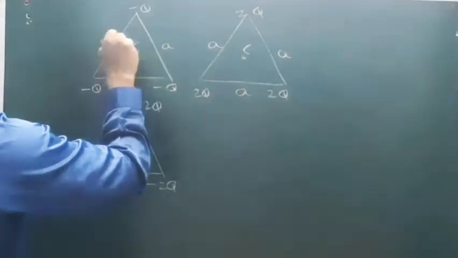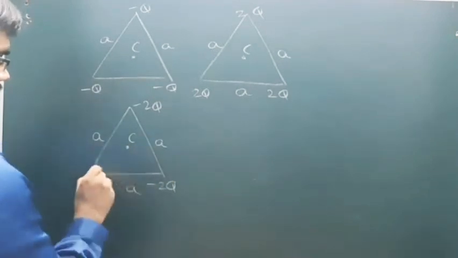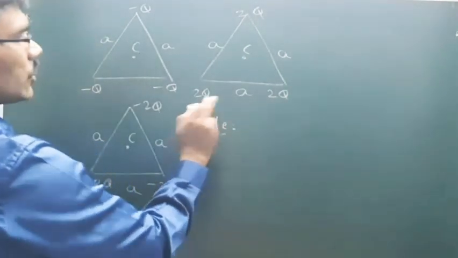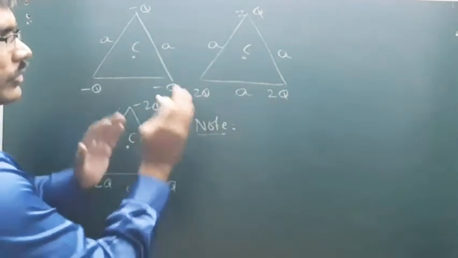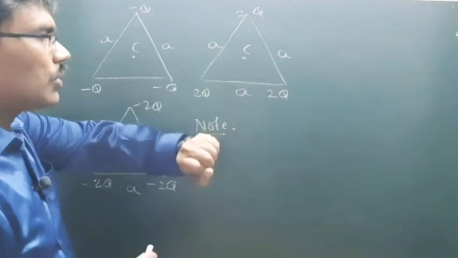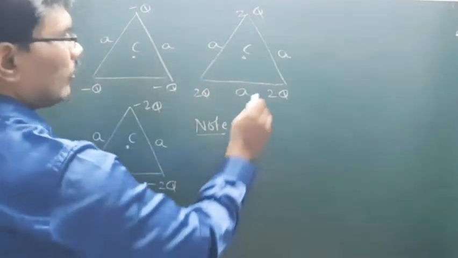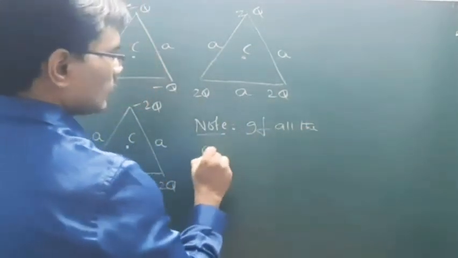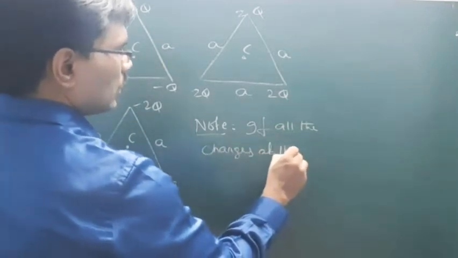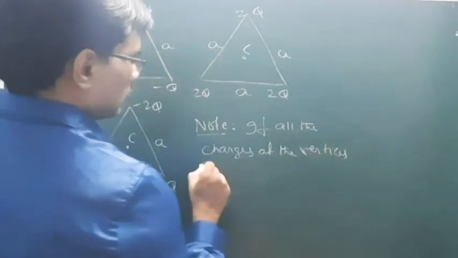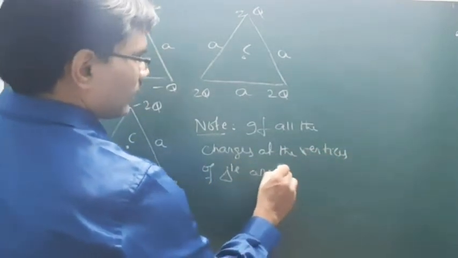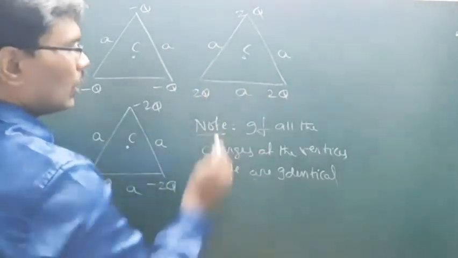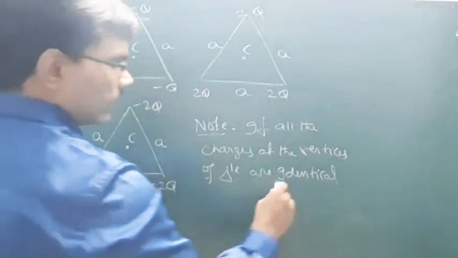Why? If the charges are identical, meaning all three charges are identical, okay? So what is the note point here? Whatever the charge value at the corner of the triangle, all of them must be of the same type, either all positive or all negative. Second, all of them must also have the same value. So note: if all the charges at the vertices of the triangle are identical, meaning the same value and the same sign, either positive or negative. One positive and one negative is not valid.